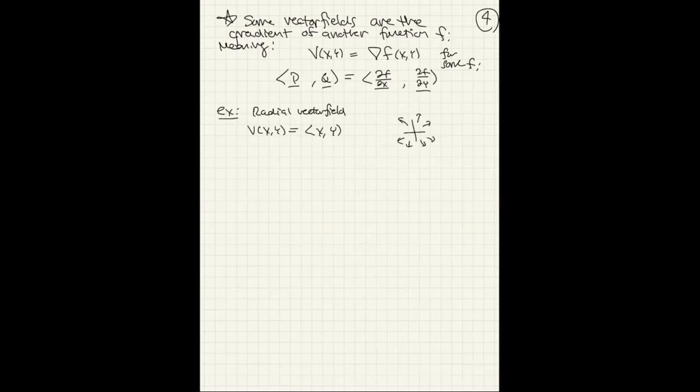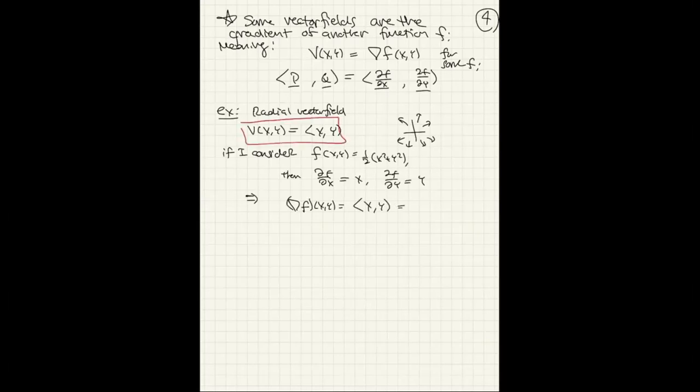If I consider f of x, y equals 1/2 times x squared plus y squared, then partial f partial x is, well, I have the 1/2 explicitly there to cancel the 2 in the power rule, so I just get x. Partial f partial y is y, so this means that the gradient vector field is x comma y, but lo and behold, that's the thing I originally started with. So this actually turns out to equal v itself.